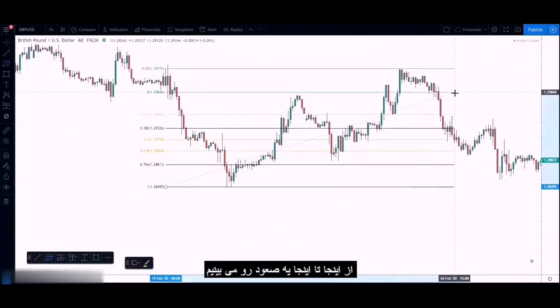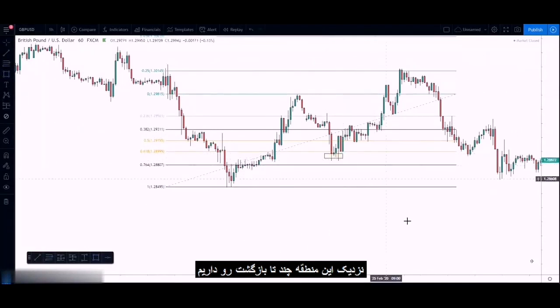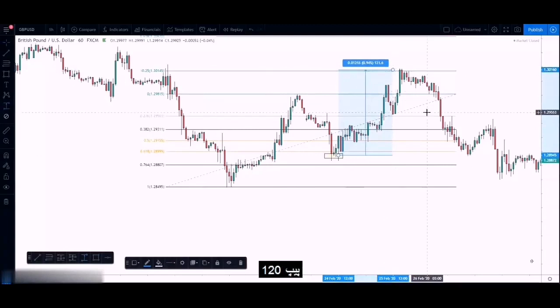You have a push to the upside from here to here, right? You have multiple rejections near this zone. And then guess what? Boom, from here to here, 120 pips profit right there off of that rejection.